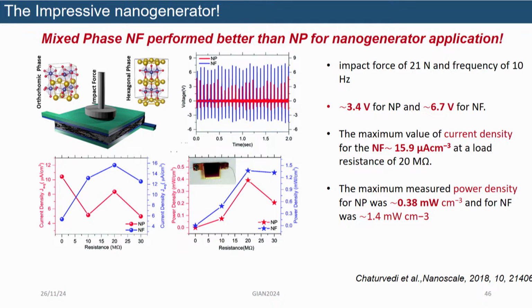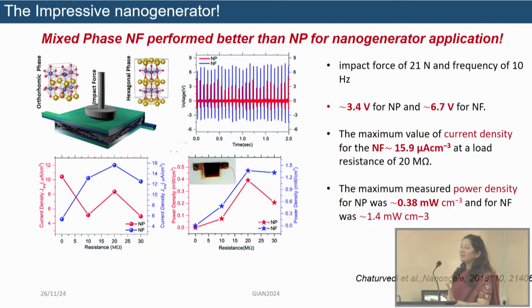So we tried to look into the triboelectric nanogenerator application, with an impact force of 21 Newton and a frequency of 10 Hertz used to create the impact. We realized that we can generate 3.4 volt for nanoparticles, and 6.7 volt for nanofibers. The maximum current density for nanofibers is 15.9 microampere per centimeter cube, and for nanoparticles the power density was 0.38 milliwatt per centimeter cube.